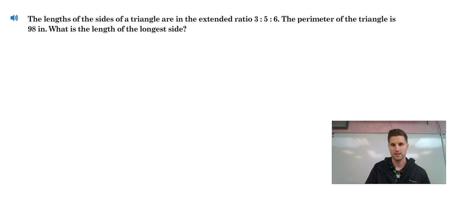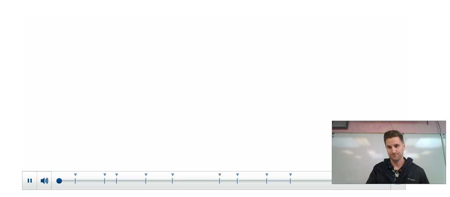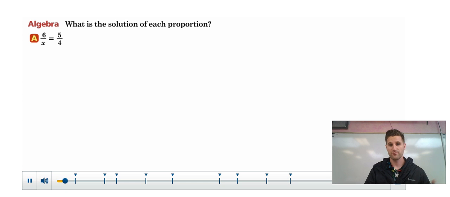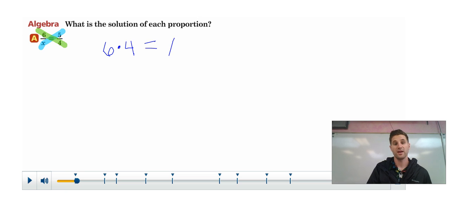All right. Last problem here. And this one's pretty easy. We're solving a proportion. So to solve a proportion, we are going to use cross products. So 5 and x are going to get multiplied to each other, and 6 and 4 are going to multiply to each other. So let's go ahead and do that. 6 multiplied by 4 equals x multiplied by 5. 6 times 4 is 24, equals 5x. Divide by 5.